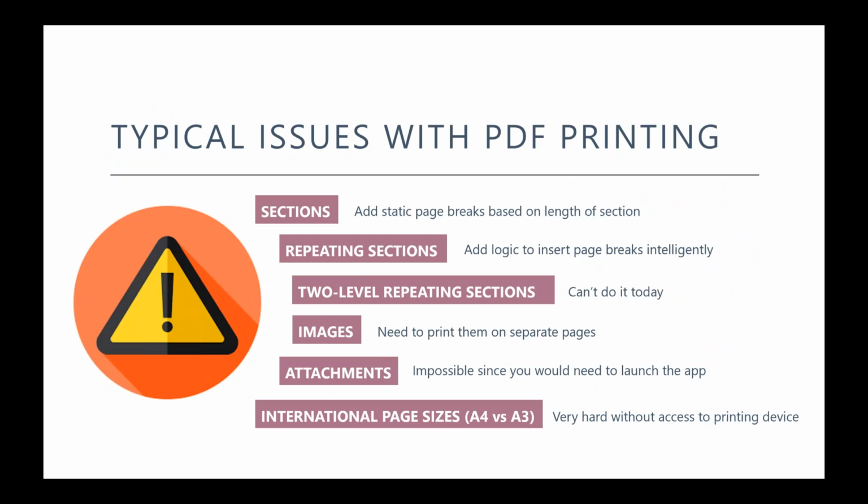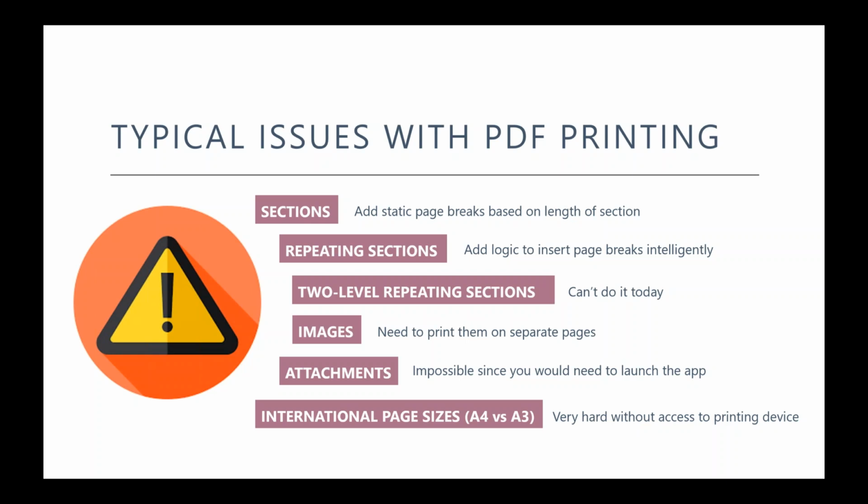When you're doing PDF printing, there are a number of challenges. One is that, if you're doing printing of a form, the sections are pretty easy. You just add a page break statically in the form, and that's easy to do. You can insert a page break, and when it prints out, it will automatically break after that section. Repeating sections are more difficult because you have to count where you're at, and you have to be smart about conditionally adding page breaks. So that can be a challenge, but we have done that before many times.